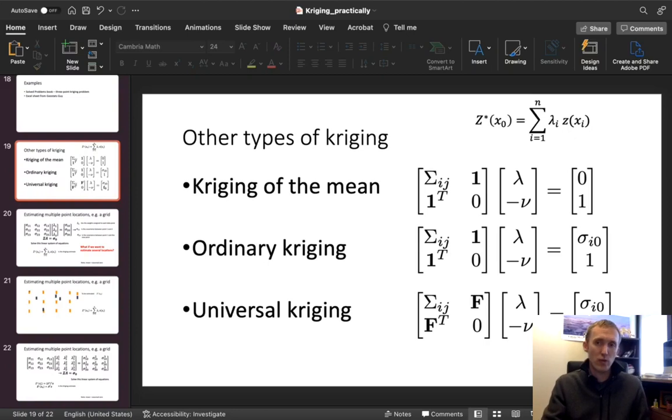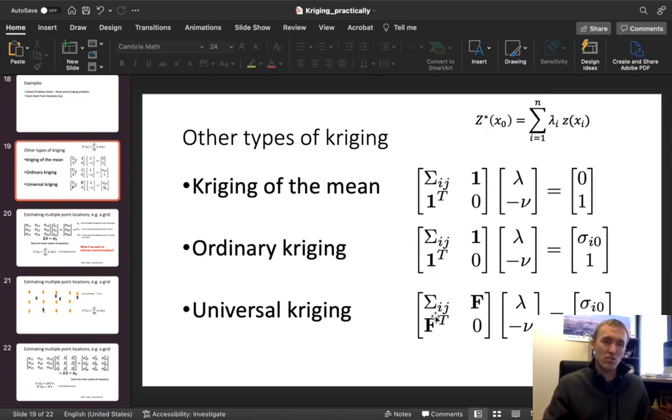But how you get those weights is going to be different depending on if you have a 0 mean, if you have an unknown mean, if you have an unknown trend, which is a linear function of your space variables. So you can do different things. You can solve these systems with those different types of assumptions, but the final expression is going to be the same, just a weighted average of our observations.